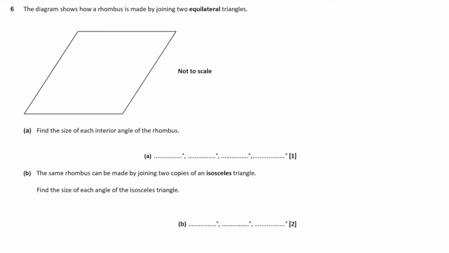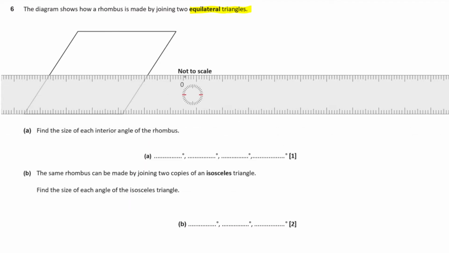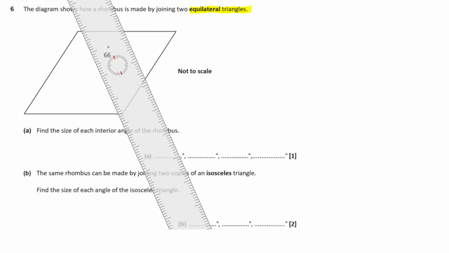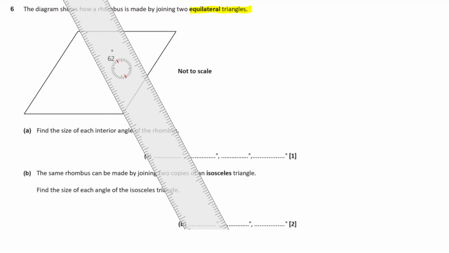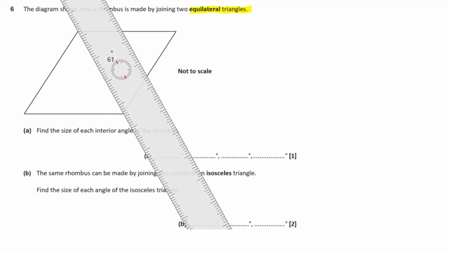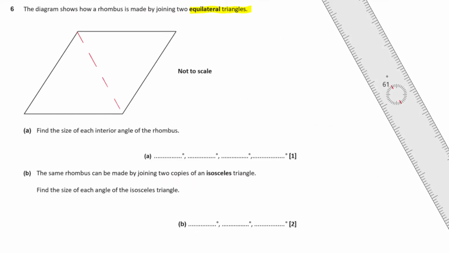Question 6. The diagram shows how a rhombus is made up of joining two equilateral triangles. Find the size of each interior angle of the rhombus. Okay. So in bold over here, look, it says equilateral triangle. So if I divide this shape into two triangles by drawing a diagonal line from that corner to that corner, I'm just going to do it dotted because I don't actually want the triangles. Now you can see then that in an equilateral triangle, all the angles are going to be 60, aren't they?